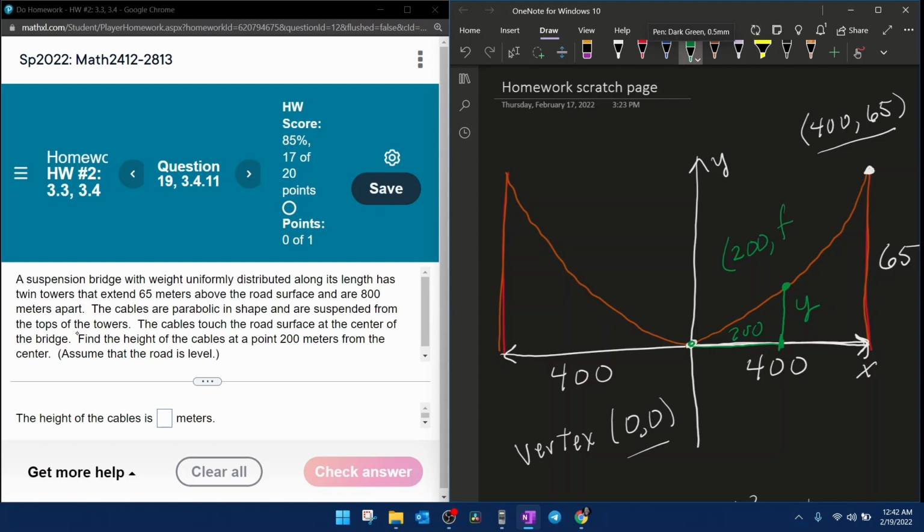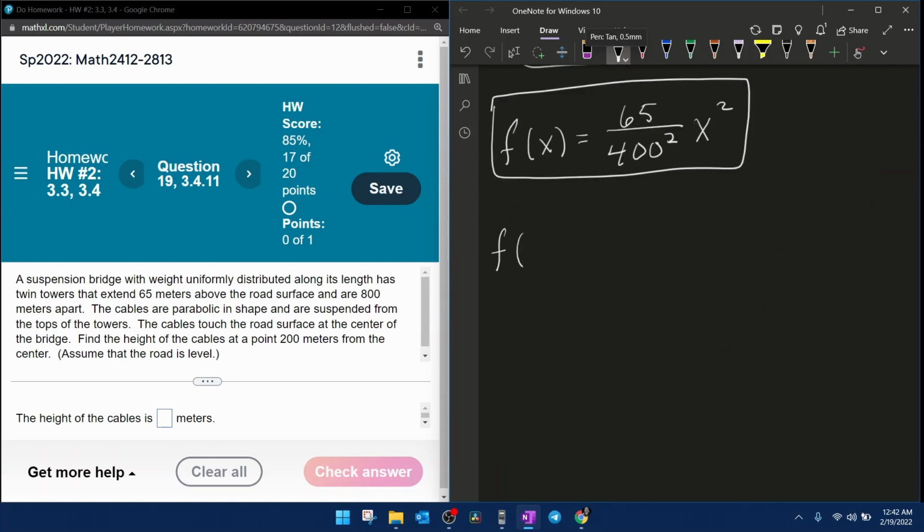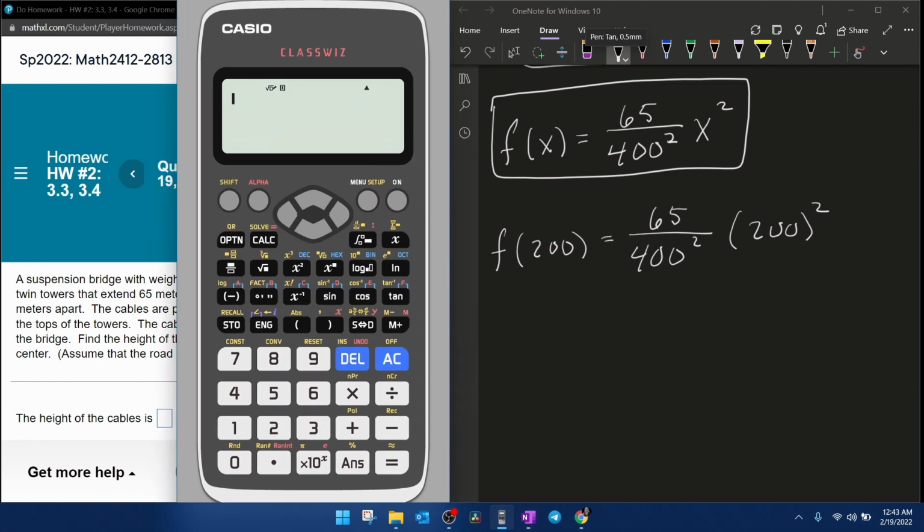What we want is f of 200. We want the function value at 200. And so that means all we need to do is come down here to our function and plug in a 200 and work it out. So once we get that value, we're going to bring up our calculator, making life so much easier with the Casio ClassWiz. And for the squared term, you can either put times 200 squared or you can put parentheses 200 squared. Either way is fine. Now that's going to give us a height of 65 fourths.